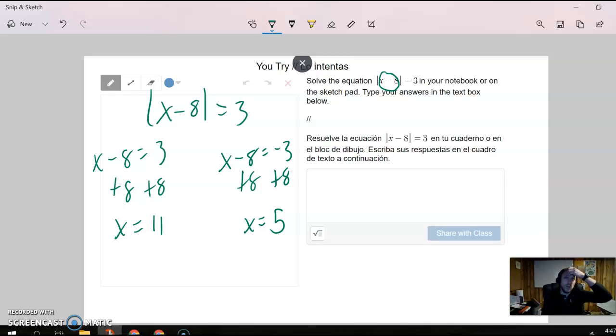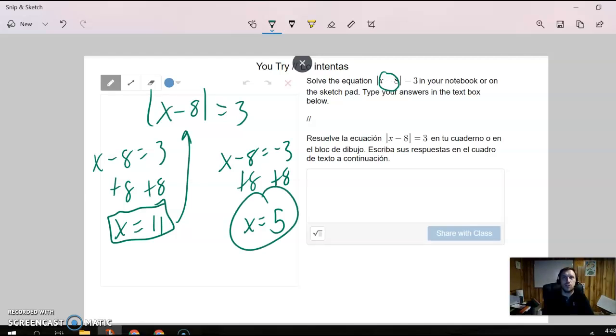All right, when you get this first answer, don't just say it's 11 or negative 11. That's not how this works. You can plug your answers back in here to make sure they work. If I plug 11 in, I get 11 minus 8, that's 3. Boom. If I plug a 5 in there, I get 5 minus 8, that's negative 3. Absolute value of negative 3? 3. So these are your two solutions.